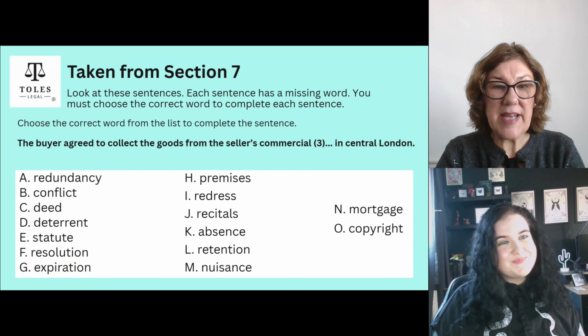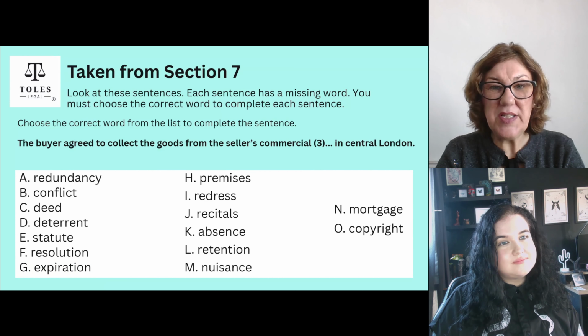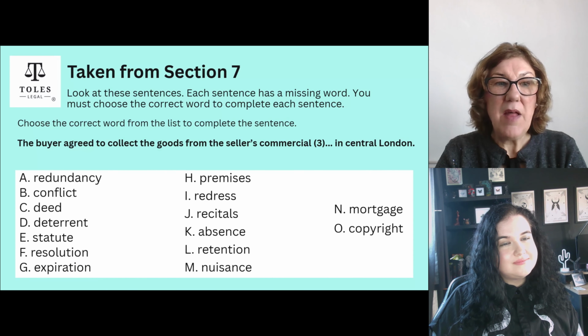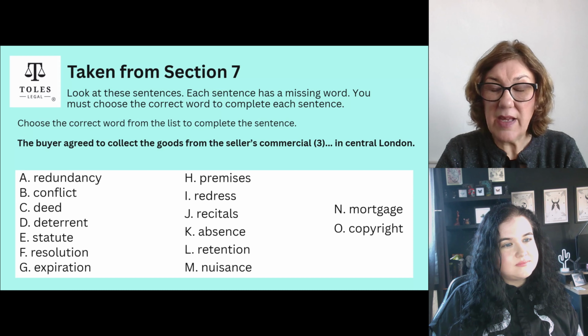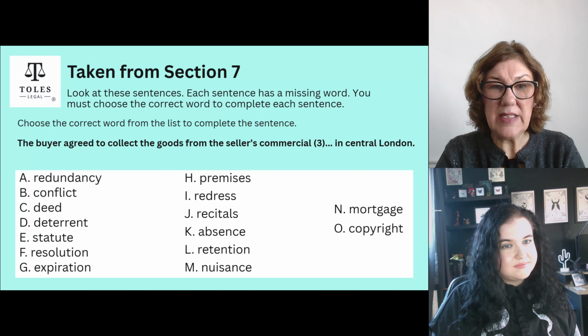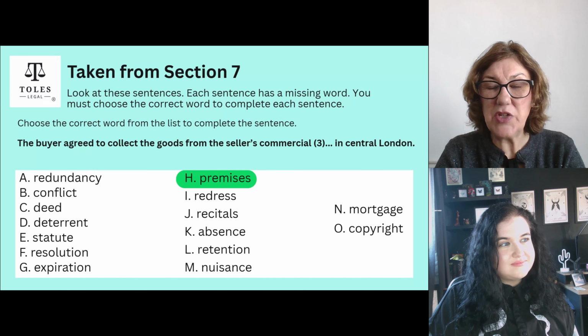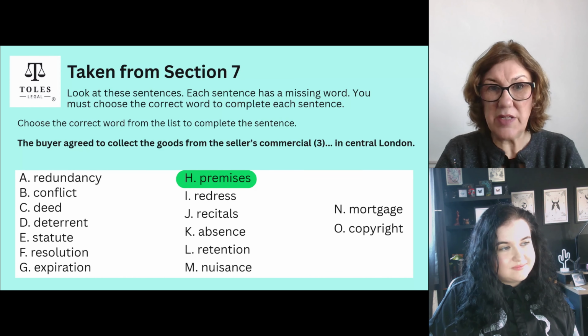Another one. Another section 7. The options are the same. The buyer agreed to collect the goods from the seller's commercial something in central London. Take a few seconds to choose, and the answer is premises. The buyer agreed to collect the goods from the seller's commercial premises in central London.